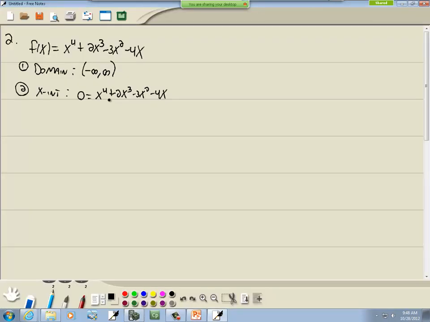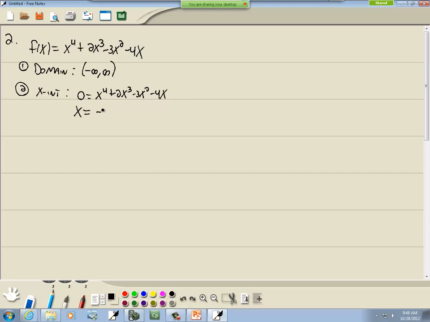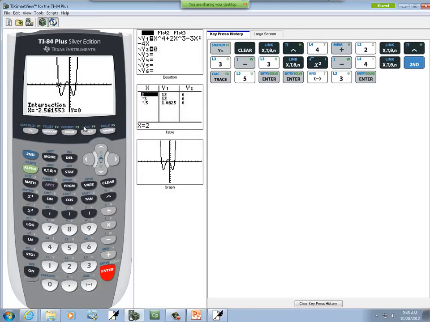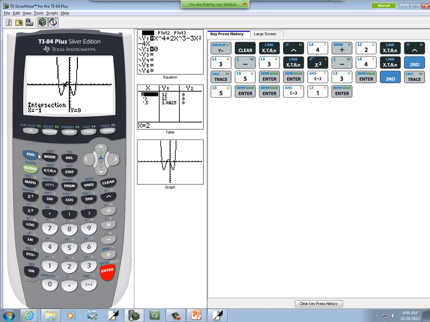So our first one, and I guess I might as well just take it to 1 decimal place, -2.6. The next one, I'm going to do second trace, choose intersect. Enter, let me put a -1 for the guess. It is -1. Next one should be 0, but let me see.